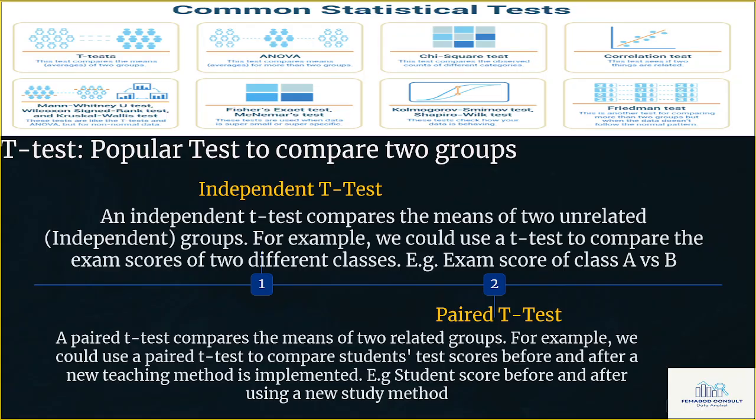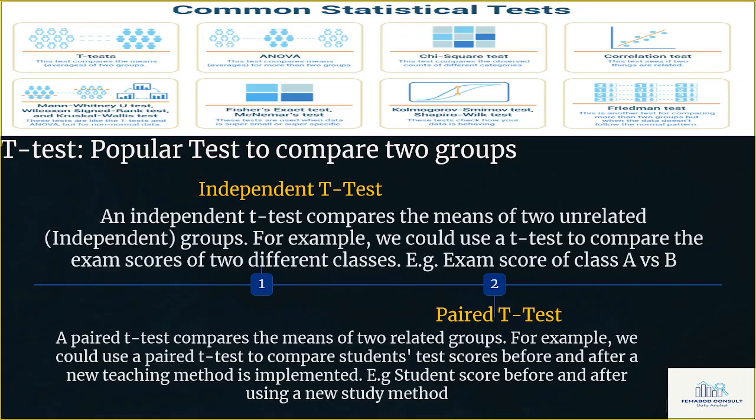Now, for the t-test, we are looking at two groups. You want to compare how two groups are faring. We have two types of t-test: the independent t-test and the paired t-test. An independent t-test compares the means of two unrelated or independent groups. For example, we could use a t-test to compare the exam scores of two different classes. There are two classes and we want to compare their exam scores.